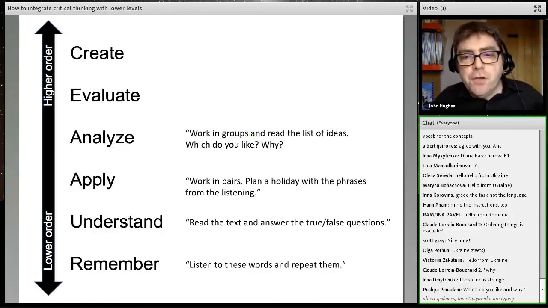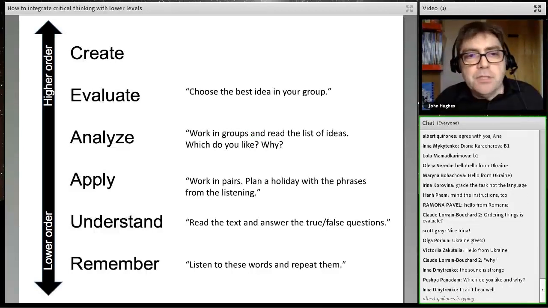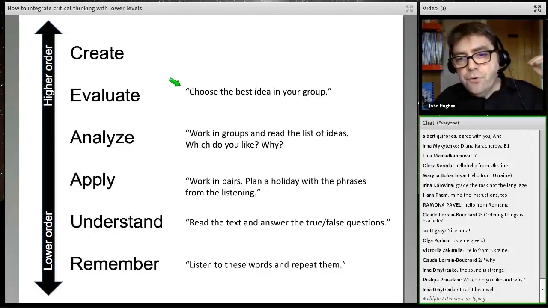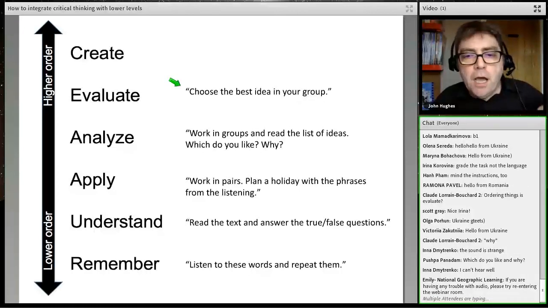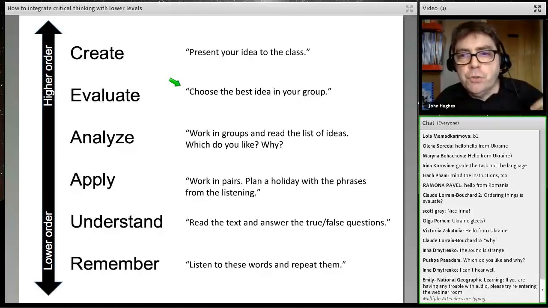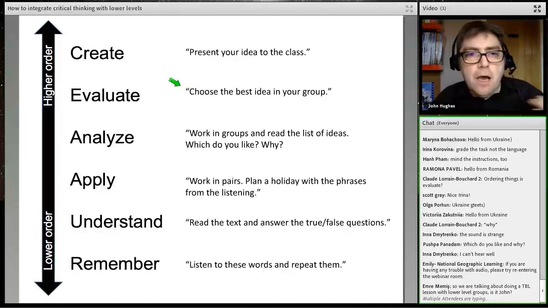Let's go further than that. Let's go into evaluate. If students are working in a group and they're looking at different ideas or they're brainstorming, the teacher might say, choose the best idea in your group. This is real higher order thinking, but the language level is still low. The instructions are still low level. Until finally, I want the students to do a creative thinking task. I want them to present their idea to the class.